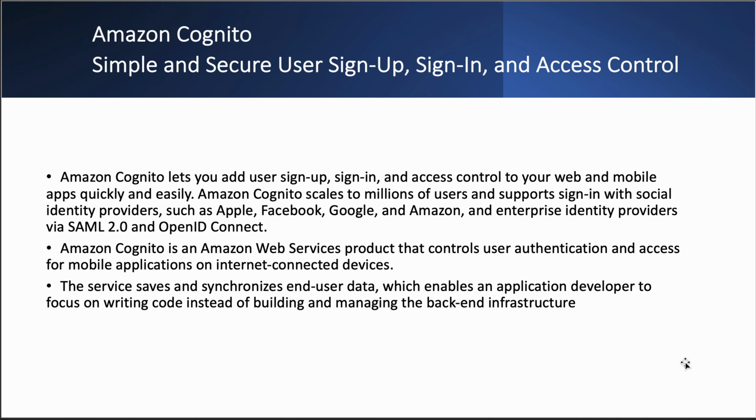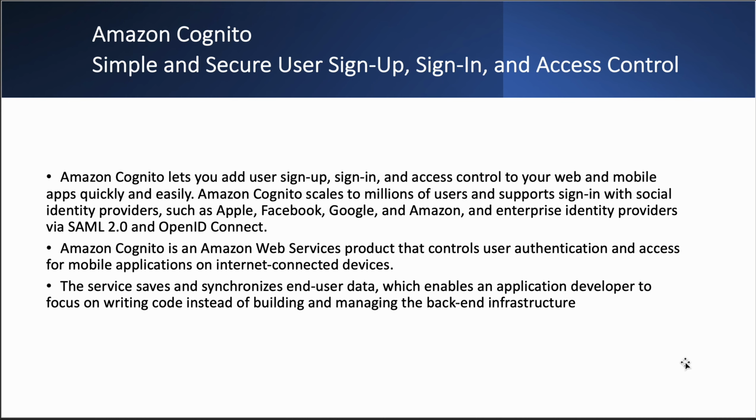So as I said, Amazon Cognito allows users to do sign up and sign in functionality, and allows you to control access of your web and mobile application. It scales to millions of users, and supports sign in with different social identity providers such as Apple, Facebook, Google. It's integrated with all those third-party providers. Also, you can use an enterprise identity provider via SAML 2.0 and OpenID Connect.